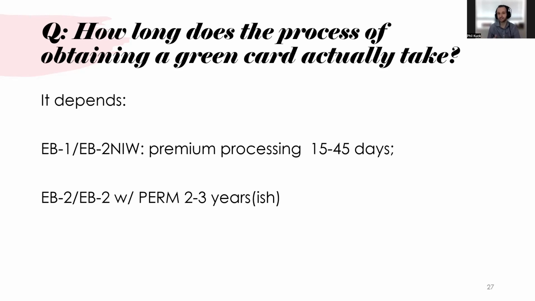The times on USCIS might say longer than that, but I also think that they overinflate those times on the USCIS processing website. So for the EB2, or the EB, I meant to put EB3 there, with PERM, probably 2 to 3 years, right? So that's how long it's going to take with that.